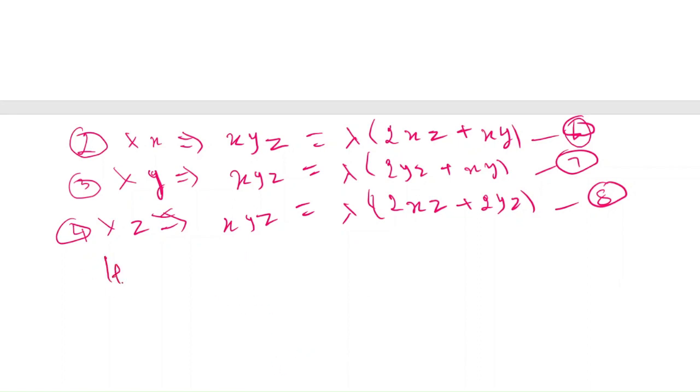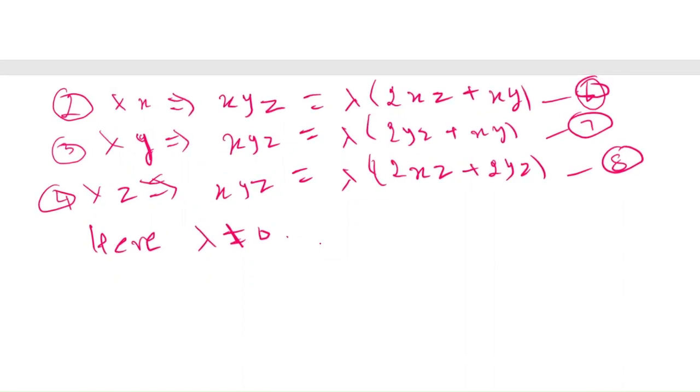If lambda is 0, then xyz becomes 0, so here lambda not equal to 0. Suppose lambda equal to 0 means xyz equal to 0, that implies volume equal to 0, that is meaningless, that is a contradiction. So here lambda not equal to 0.